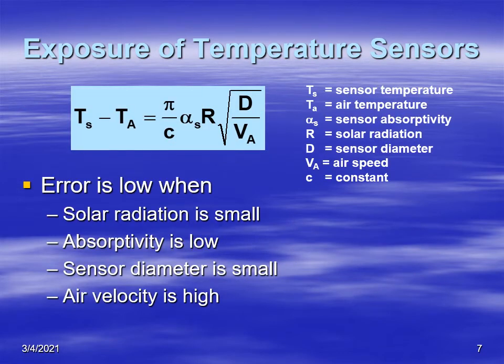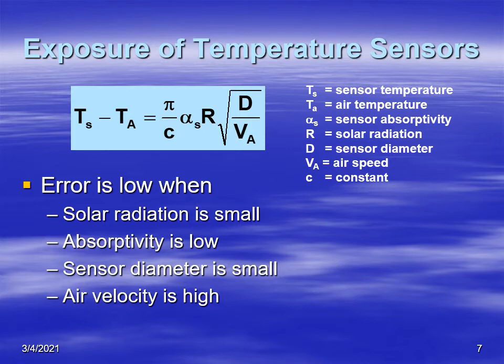If we analyze this equation, we can see that our difference between the sensor temperature and the air temperature is small when values on the right-hand side are small. So that means solar radiation, R, needs to be small to have a small error, small temperature difference. Also, absorptivity, alpha sub S, needs to be small. Absorptivity is the ability for the sensor to absorb solar radiation.